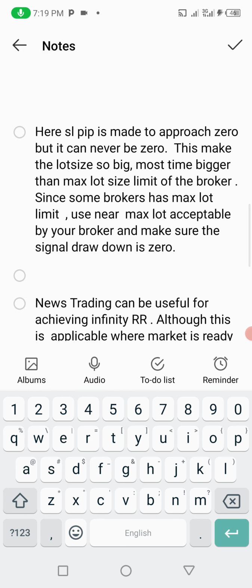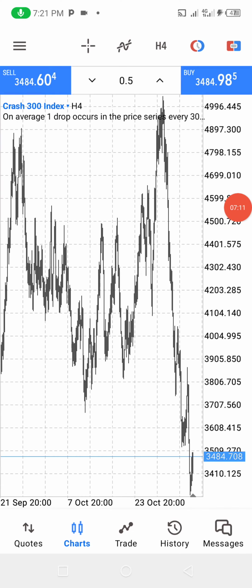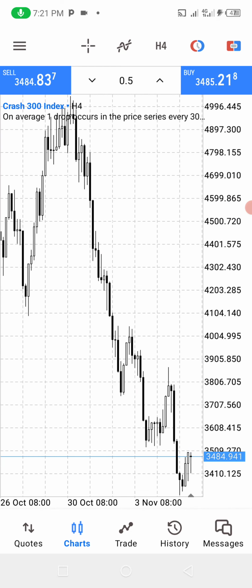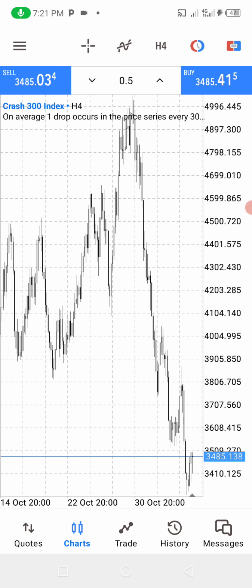Okay, so this is just a kind of theory. Let's go to the chart and see how this is applicable in real life. This is Crash 300. Let's assume that you have been watching this chart for some time now, and you really want to get a signal that has a zero drawdown. I think one of the ways to get a signal that has a zero drawdown on a crash market is to buy that crash market, because you don't know when the spike will actually happen. So you want to buy the crash market because you don't want to see a drawdown.